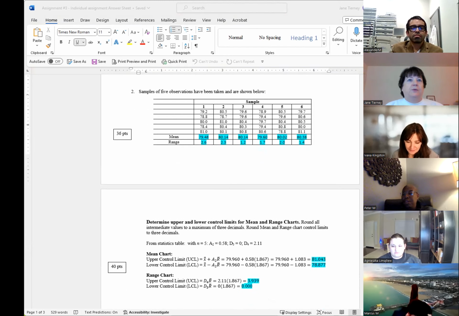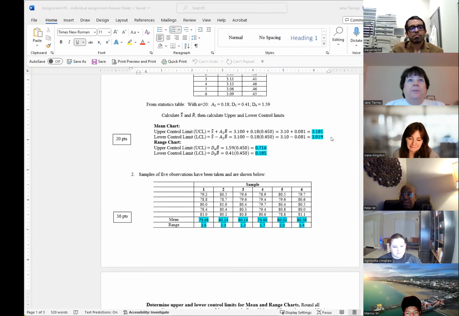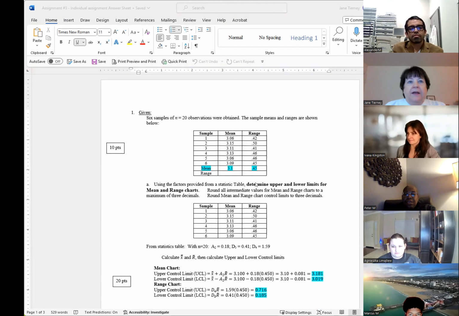Okay. So that was the first question. Number 2 says we've got a sample of 5 observations that have been taken. So in this case, we took a sample of 5, and we're going to give you each of these 5. Up here, I've already done that. I've said we have a sample of 20 pieces, and I've already taken the X bar from there, which is, of the 20, the average was 3.06 and the range was 0.42.